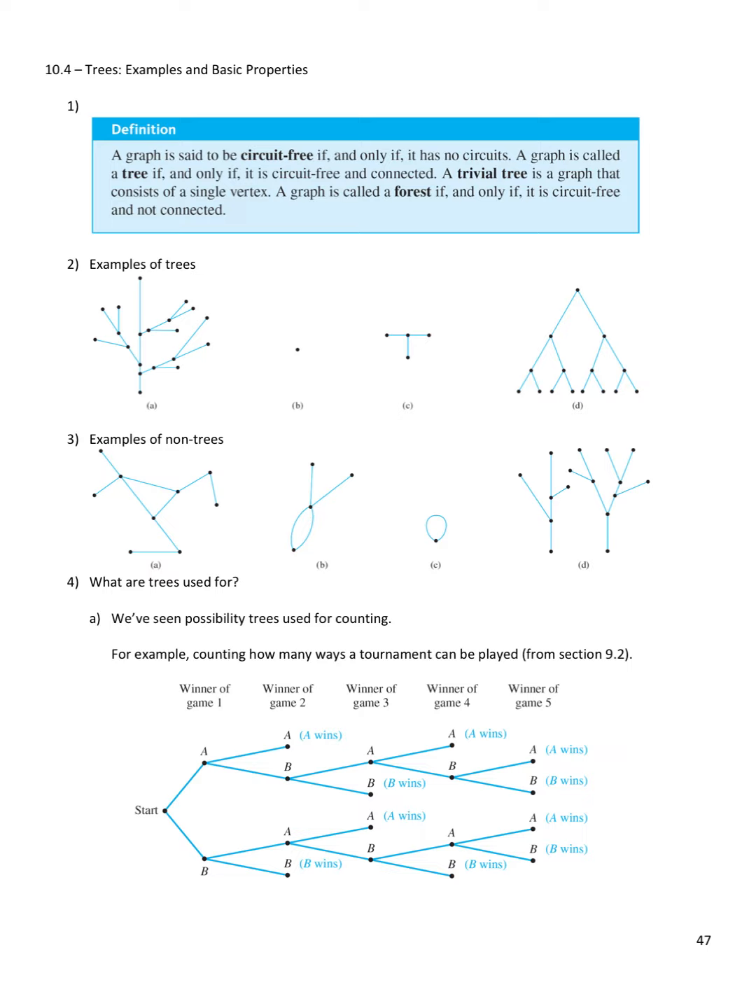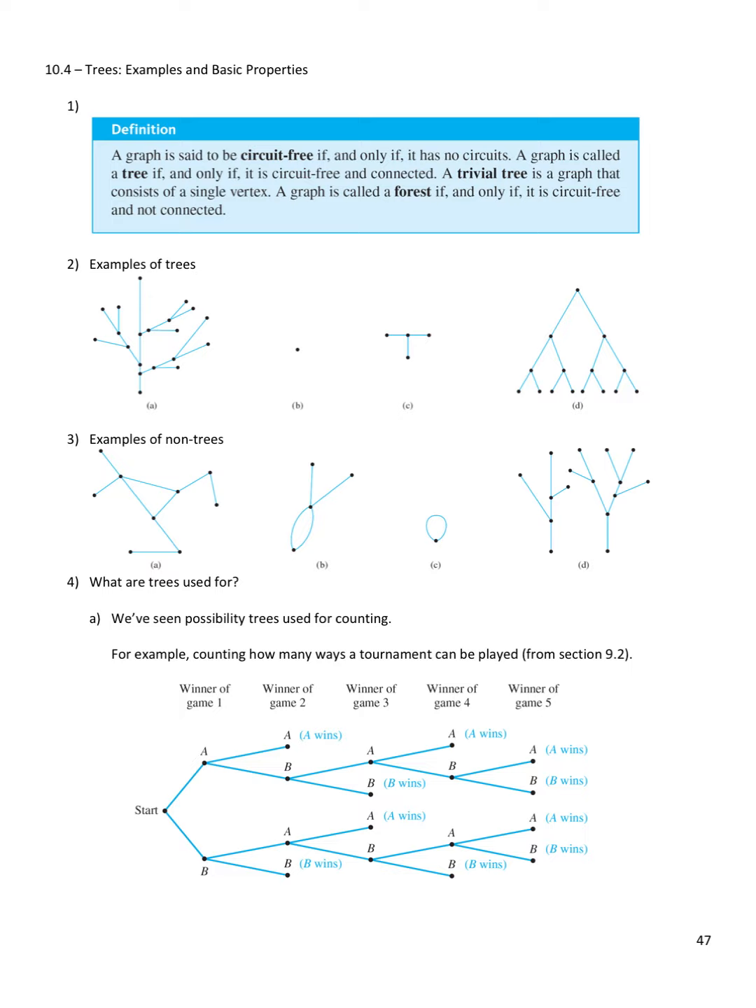So we have some examples of trees here. This one, it is connected and it has no circuits. This is a trivial tree. This is a tree, it is connected, it has no circuits. Same with this one.